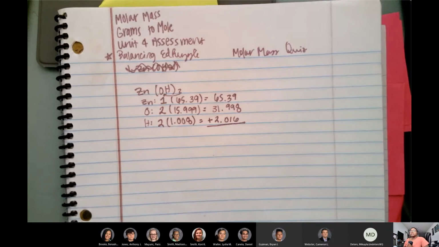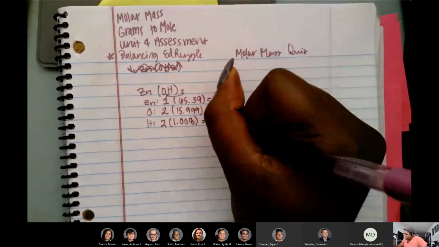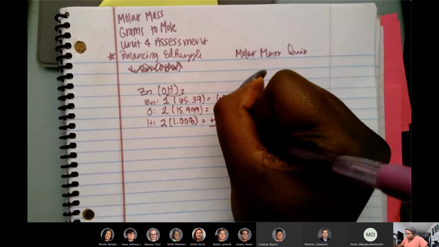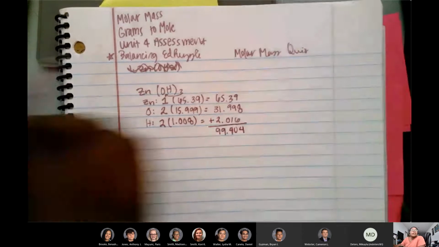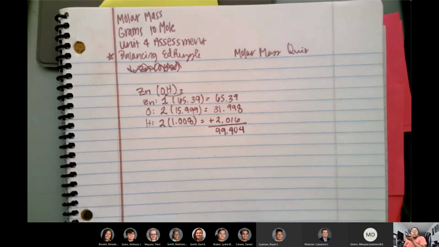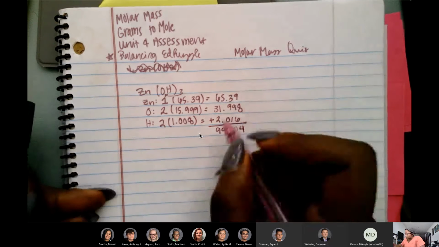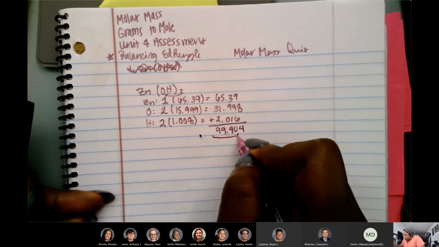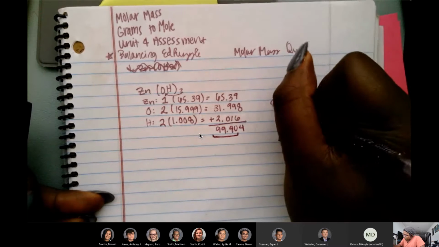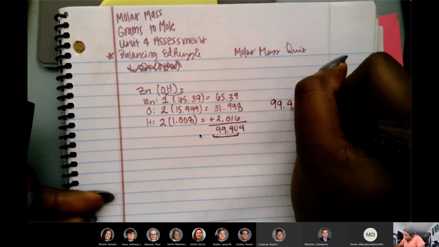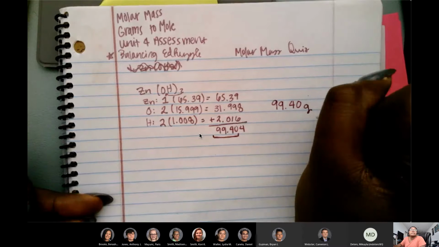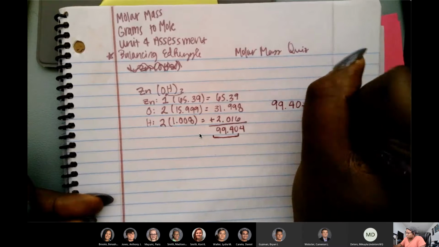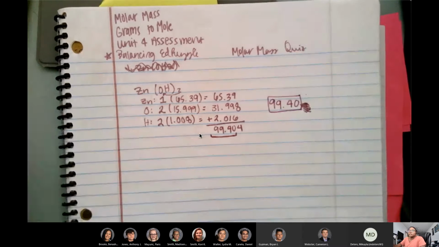Good, good. The final answer here, we get 99.404. And then to write our answer, how many digits does it ask us for? It's 4 digits, which means I need 4 of these bad boys. So my final answer is going to be 99.40 grams. Do not put the unit, just put the number.